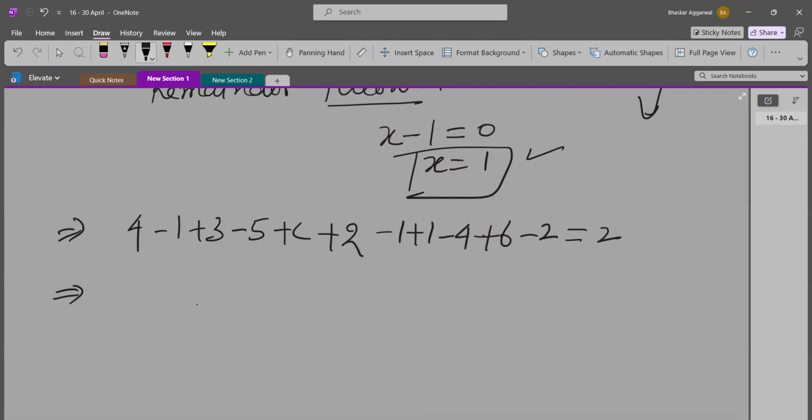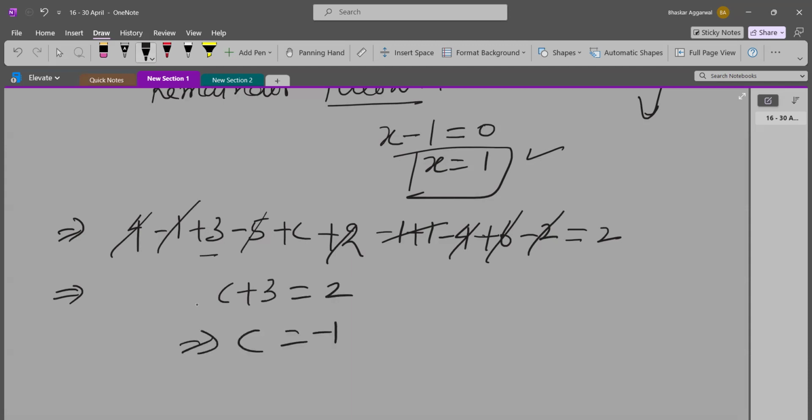So if we add all these values, what do we get? 1 will get cancelled, 2 will be cancelled, 4 will be cancelled. So we are left with very few numbers. 5 and 1, 6 will be cancelled. So we are left with 3 and 6. So c plus 3 is equal to 2. So c is equal to minus 1. So c is negative, c is minus 1.